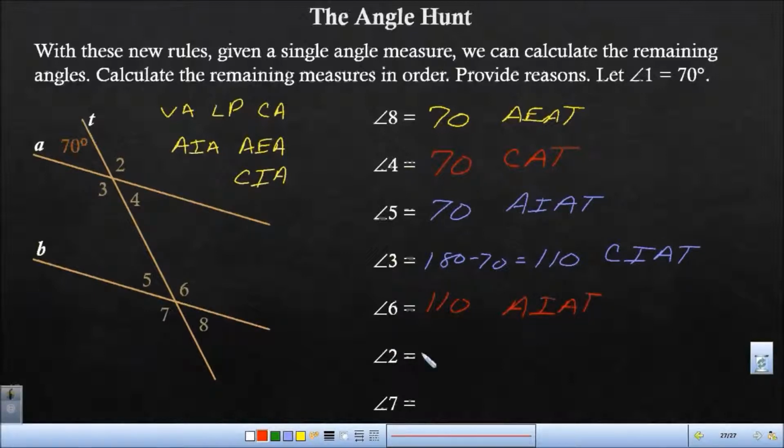And then from 6 to 2, 6 and 2 are corresponding angles. So angle 2 will be 110. Corresponding angles theorem is the CAT theorem. And then angle 2 to angle 7 are alternate exterior angles. Those are congruent as well. So this is also 110. And this is the AEAT theorem.